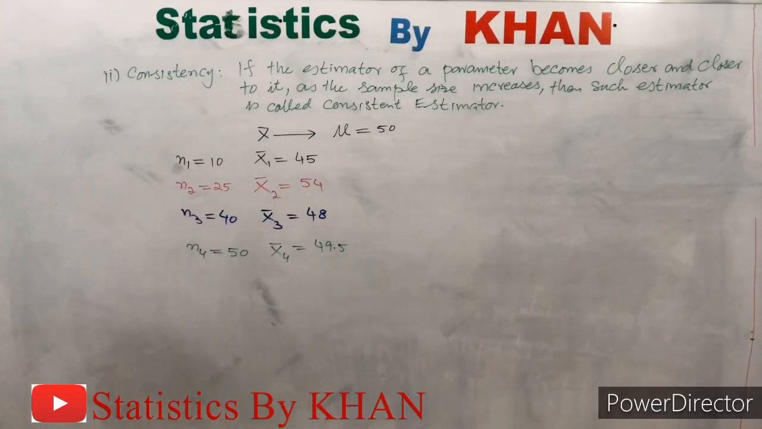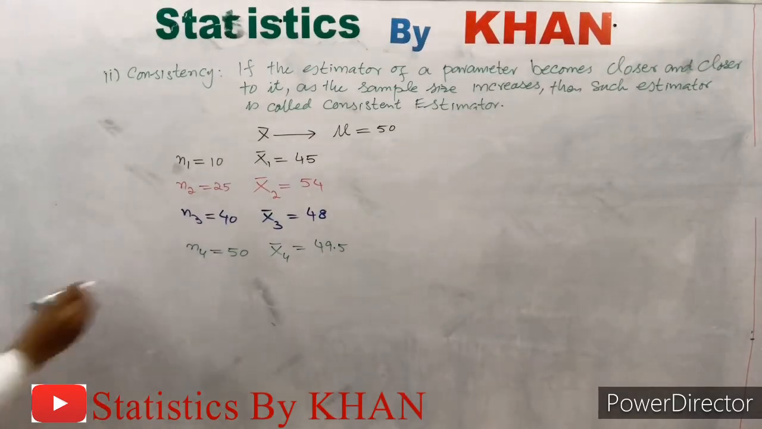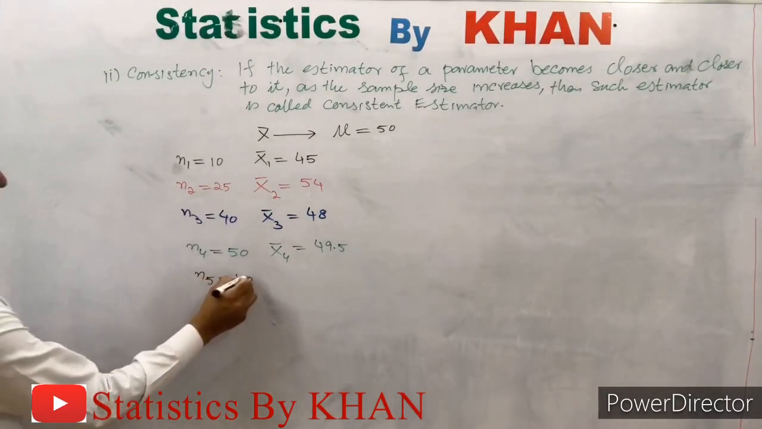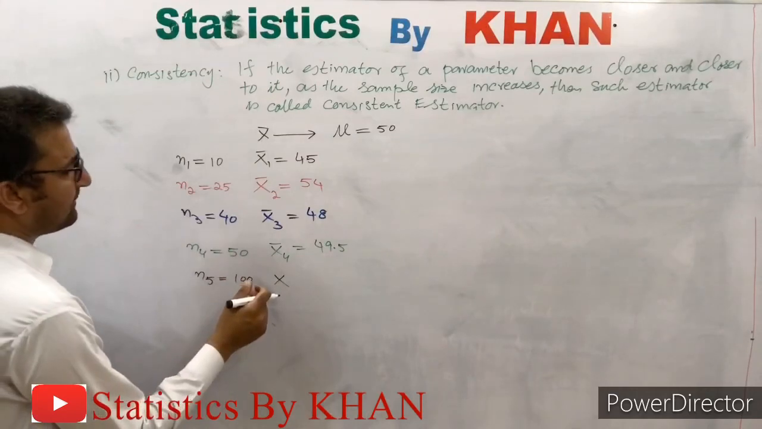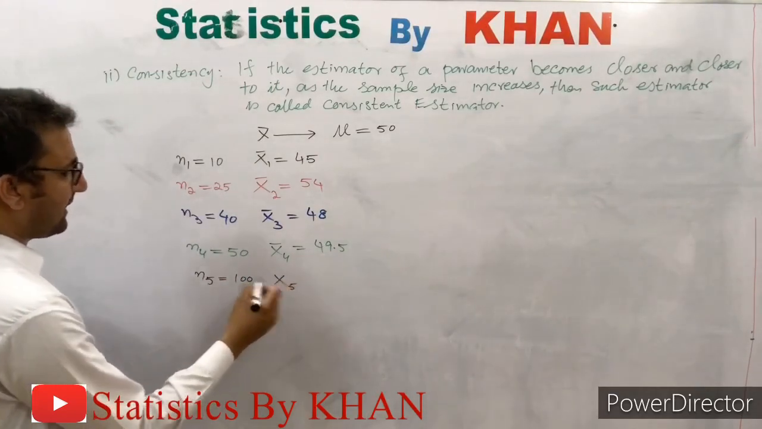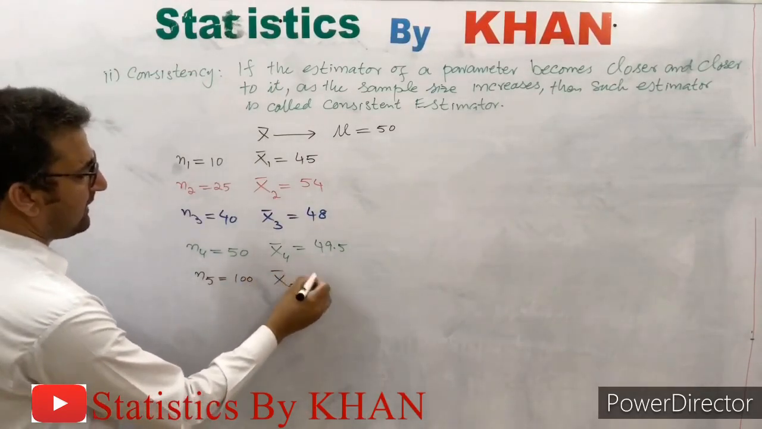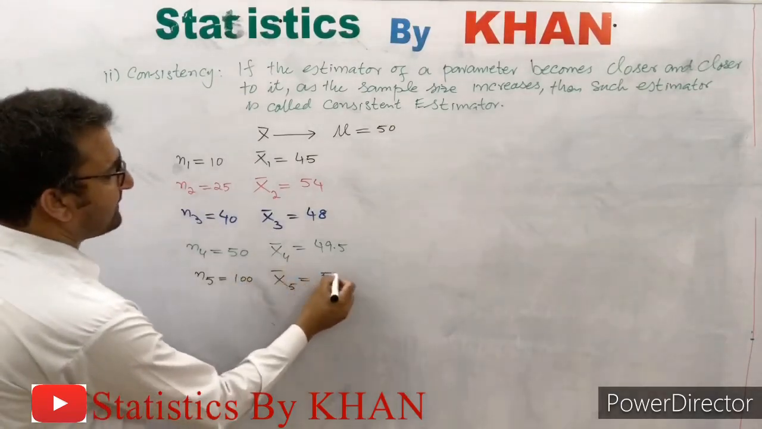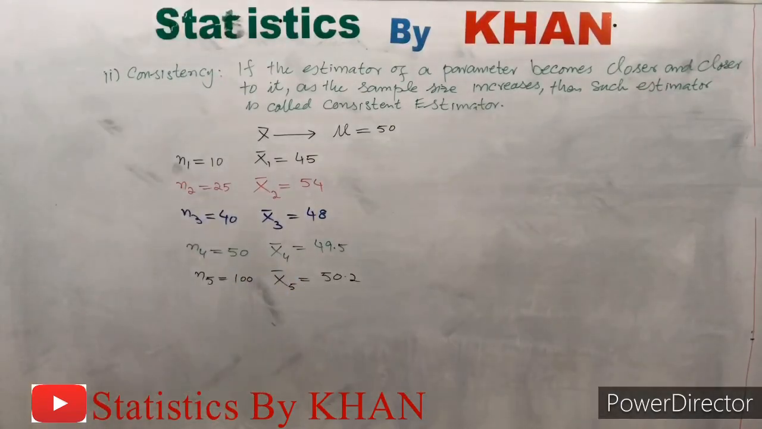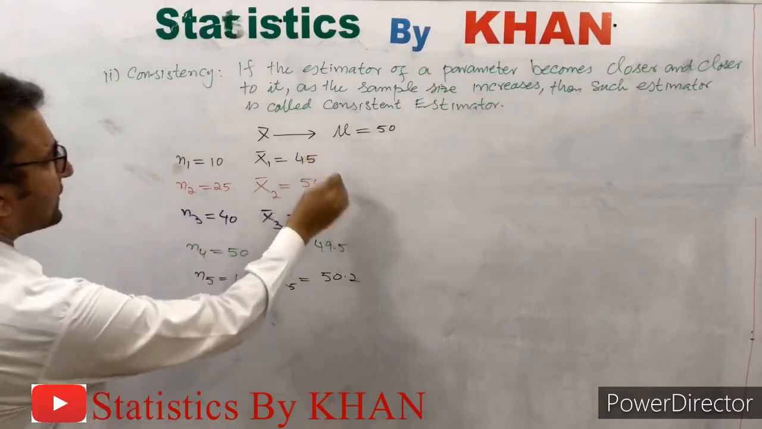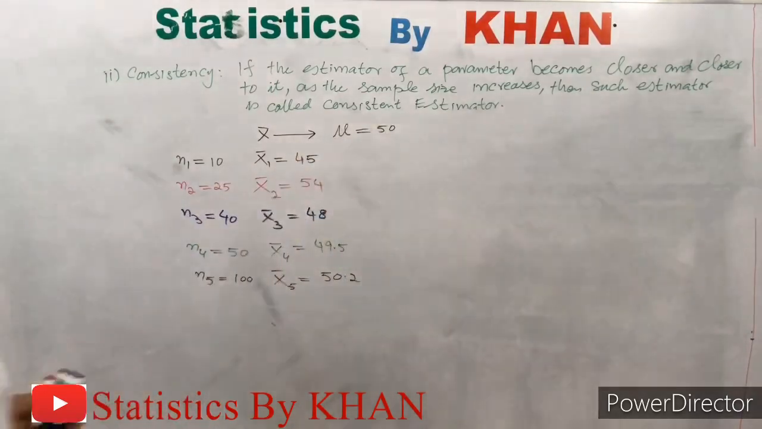Suppose finally we took another sample n5 of 100 observations and computed a sample mean from these 100 observations, and suppose it gave 50.2. So the distance is further reduced. So this is consistency. As the sample size increases, the estimator becomes closer and closer to the population parameter.